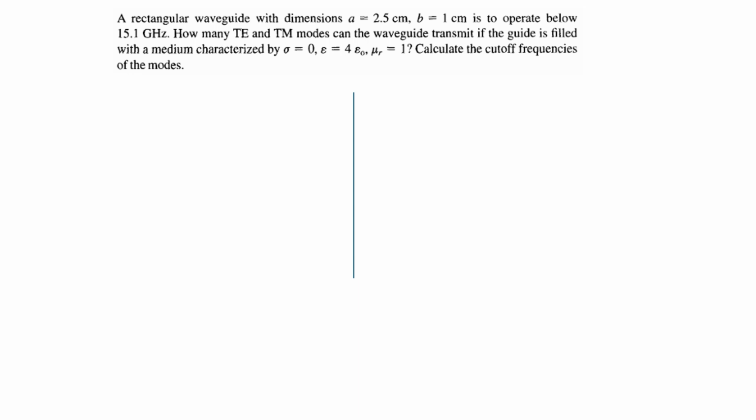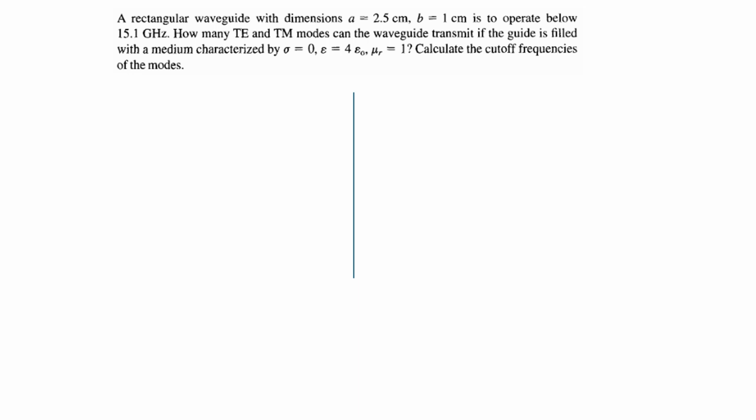So in this question, let's see what parameters are given. The question is related to a rectangular waveguide having the dimensions A equal to 2.5 centimeter, B equal to 1 centimeter, and is to operate below this frequency, that is 15.1 gigahertz. The question asked is: how many TE and TM modes can the waveguide transmit if the guide is filled with a medium characterized by sigma equal to 0, epsilon equal to 4 epsilon naught, and mu r equal to 1? We also have to find the cutoff frequency for these modes.